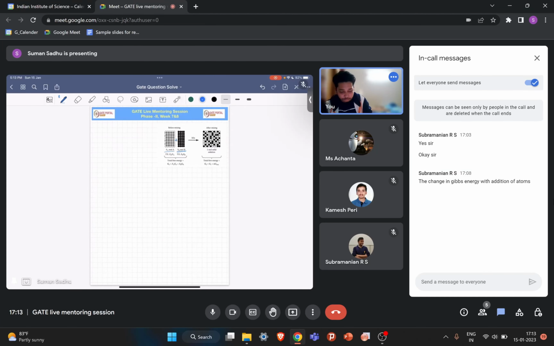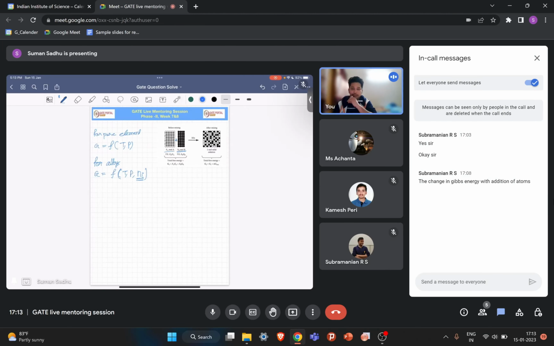Then one more variable comes into the picture, and that is your composition. So for a pure element, your G is a function of only temperature and pressure. But for an alloy, G is a function of temperature, pressure, and number of moles of element i, let's say. Okay, so in this case, one more variable is there.